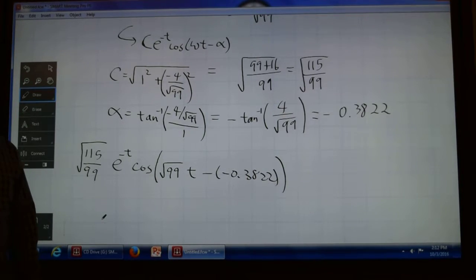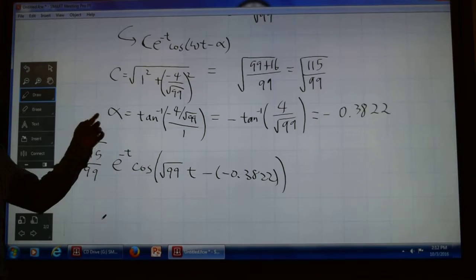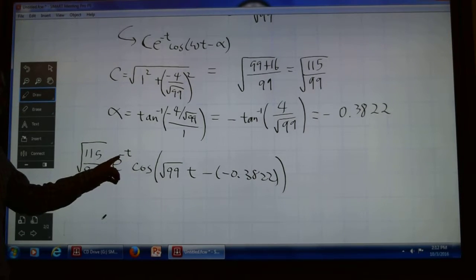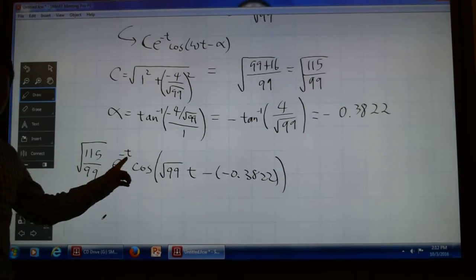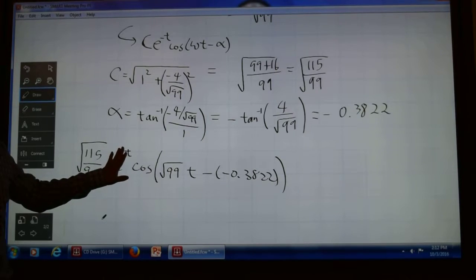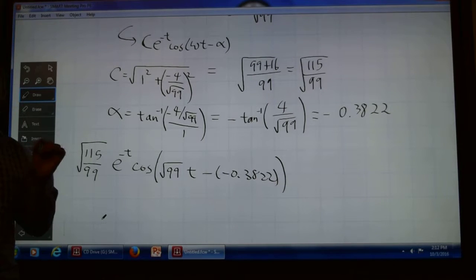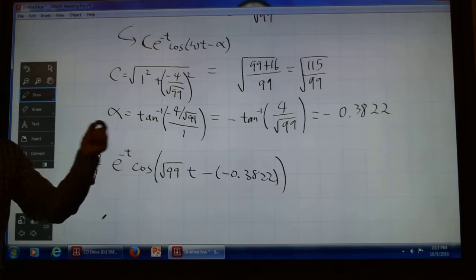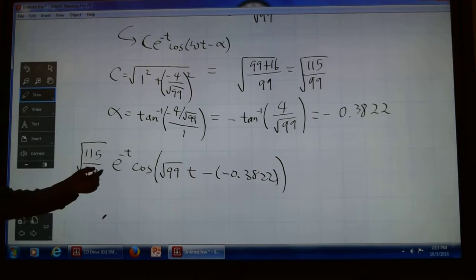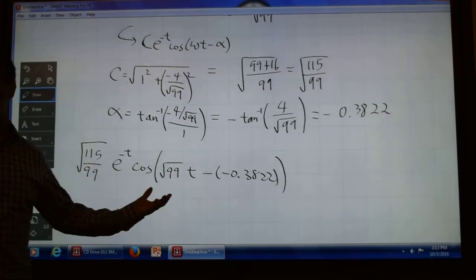Yes? In the last answer, there was no e to the negative t in it. Was that because there was no drag? So in the previous video that we recorded, there wasn't an e to the negative t because there was no friction in that problem. Oh, okay. Okay. So in the case when you don't have any friction, it will just go back and forth indefinitely. It will never become slower. Okay, so this is what you would get. So no longer can you talk about period.